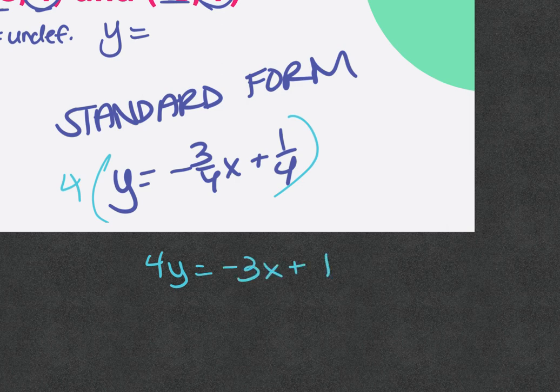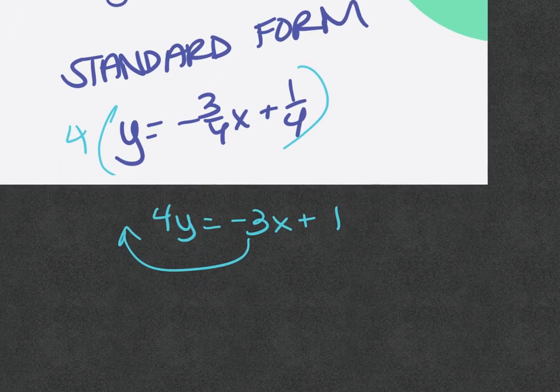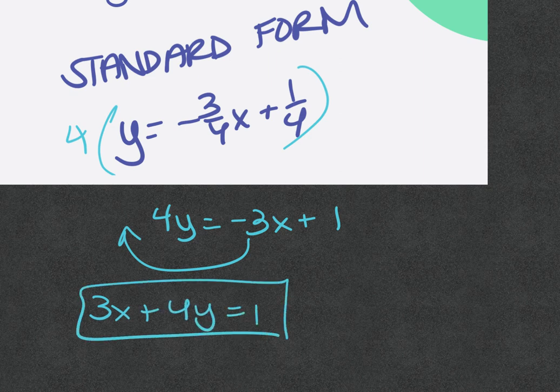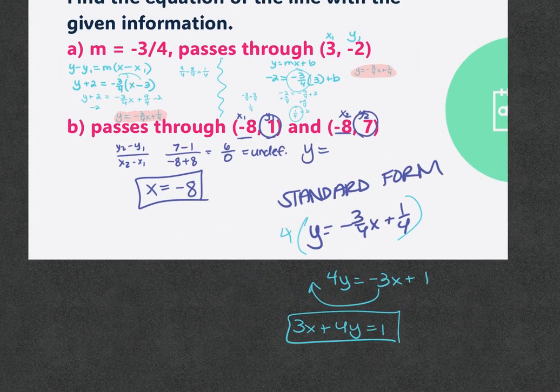So step 1, get rid of the fractions or decimals. If it was decimals, I'd multiply by a power of 10. And then x and y have to be on the same side. So I'm going to move the 3x to the left. I don't want to move the 4y with the 3x because the 3x is negative. I want the 3x to be positive, so I'm going to move it to the other side. And then x and y are on the same side. No fractions, no decimals, and x is positive. So that would be in standard form. Questions on any of this stuff so far?